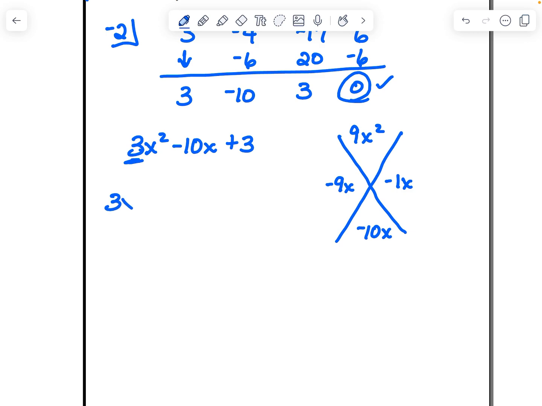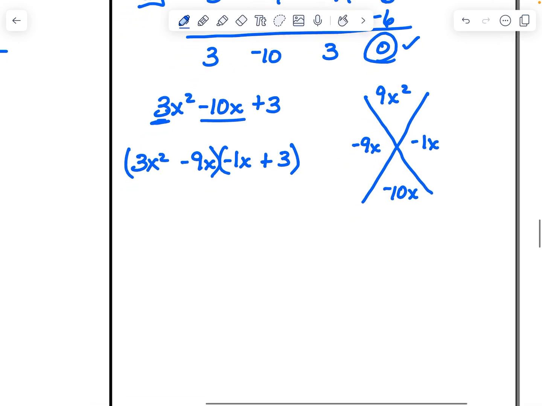So my 3x squared goes in front. Then I use negative 9x and negative 1x to create my negative 10x. And then I bring down my plus 3. So now I use grouping. And I'm going to group these two together and these last two together.